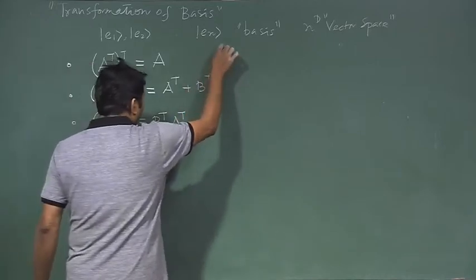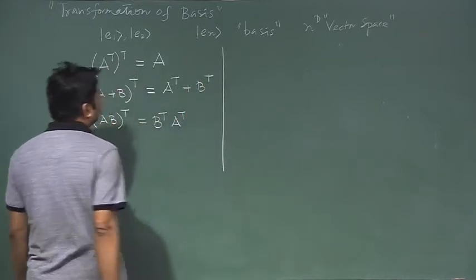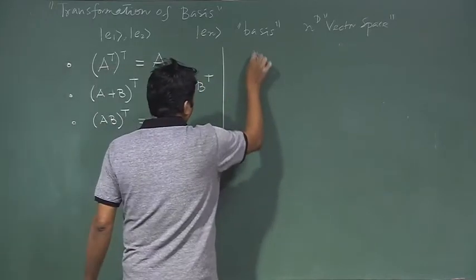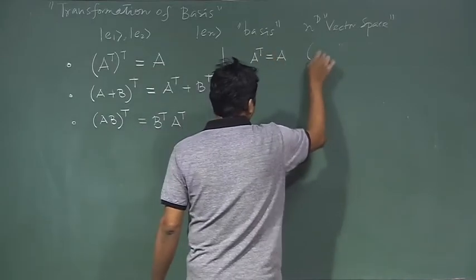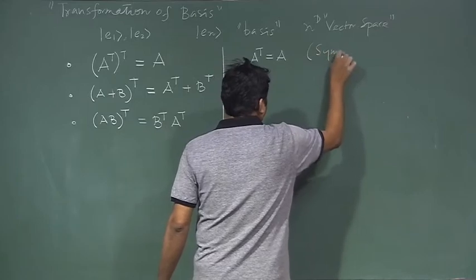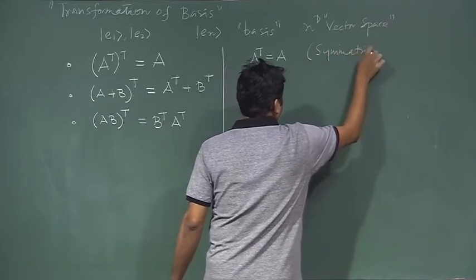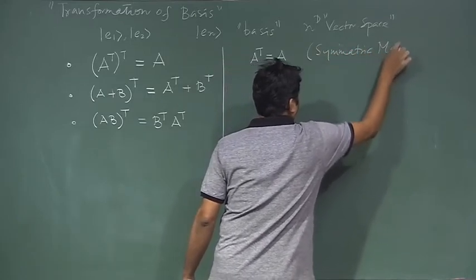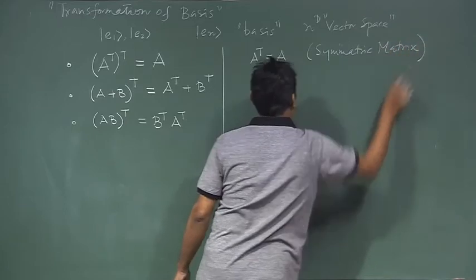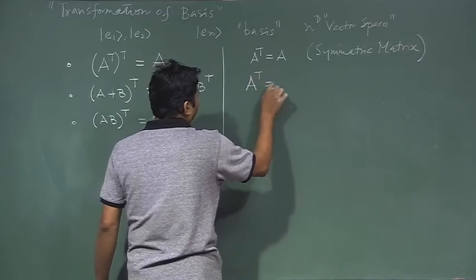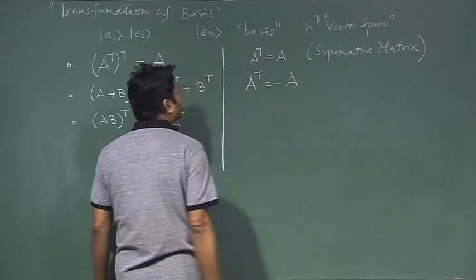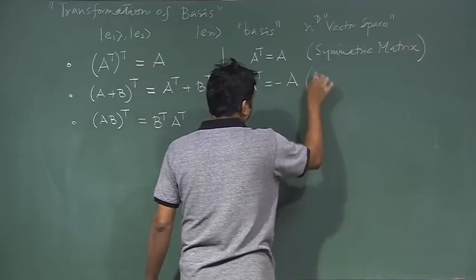A few things also need to be known regarding the matrix, which is if A transpose is equal to A, we call this matrix a symmetric matrix. If A transpose is equal to minus A, we call this an antisymmetric or skew symmetric matrix.